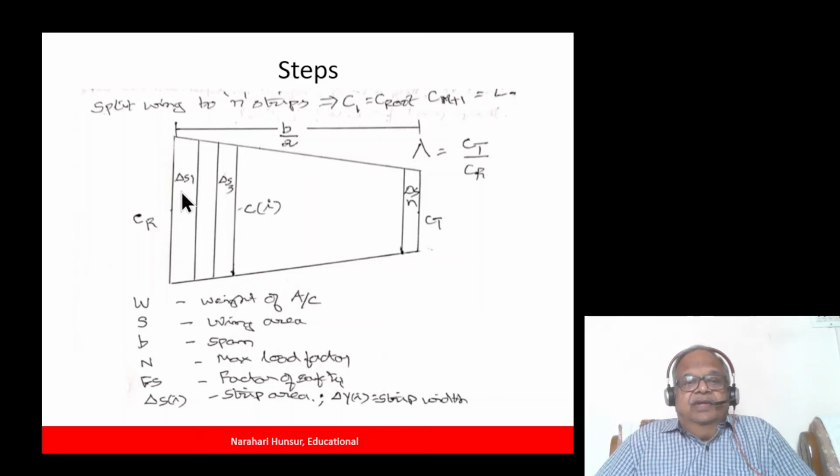So I'm treating each strip area as delta Si and each chord as Ci, C of i. When i is equal to 0, that is the root chord, and i equal to n is the tip chord. So I just make the strip areas.